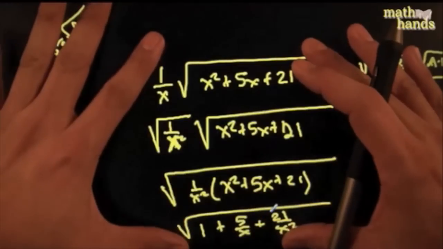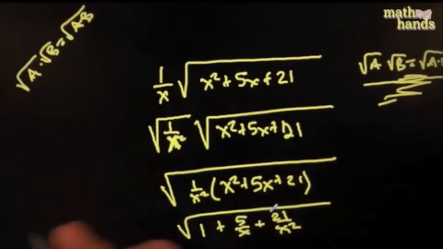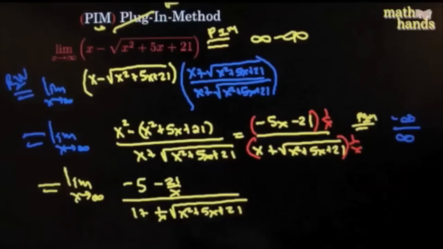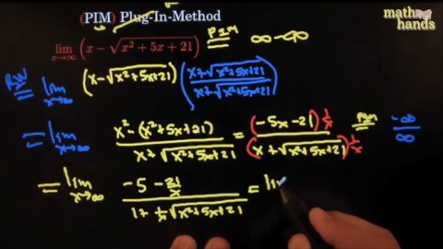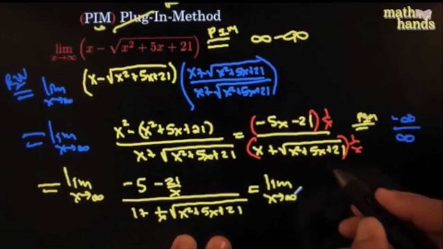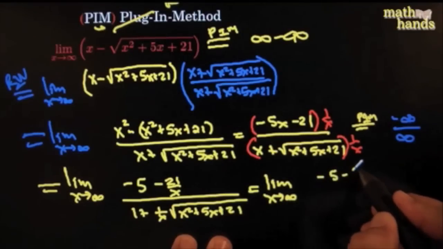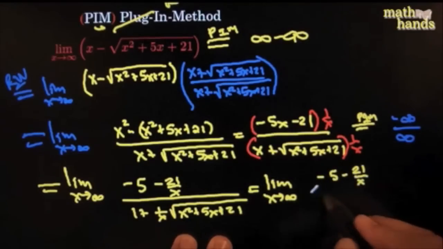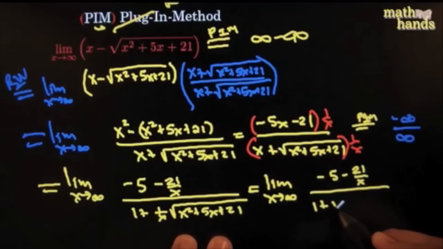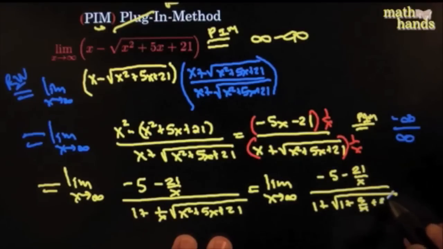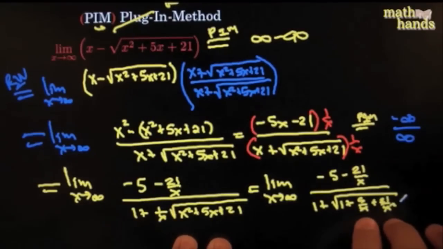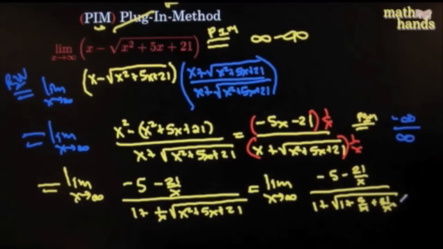This has nothing to do with calculus. It's just algebra on a calculus problem here. So this becomes the limit as x goes towards infinity of negative 5 minus 21 over x, all over 1 plus the square root of 1 plus 5 over x plus 21 over x squared. This I got from the other page, okay? From this page.